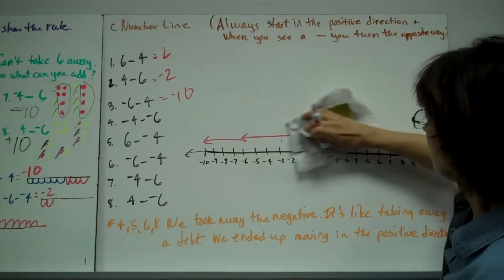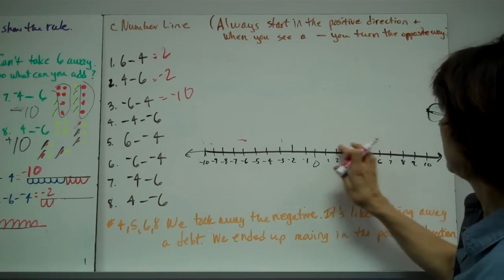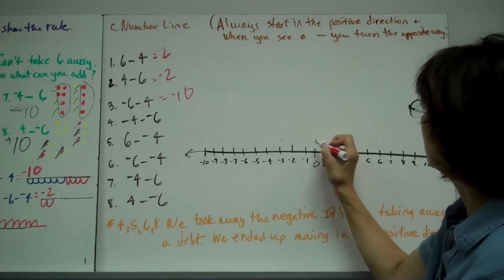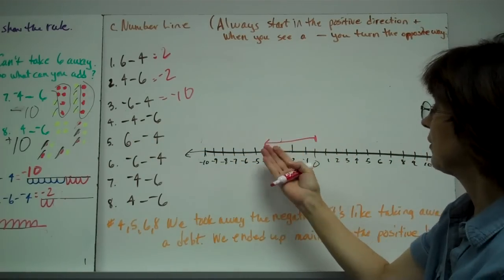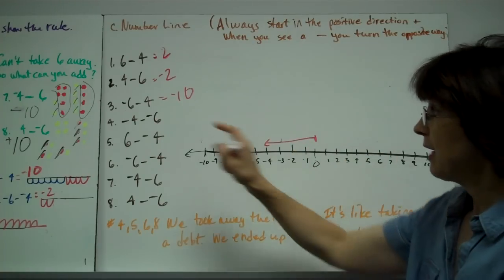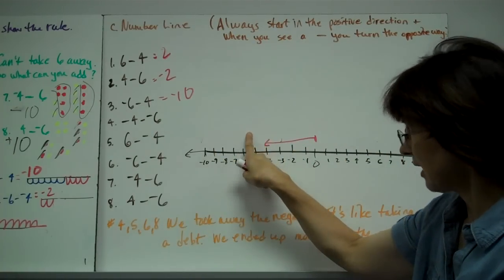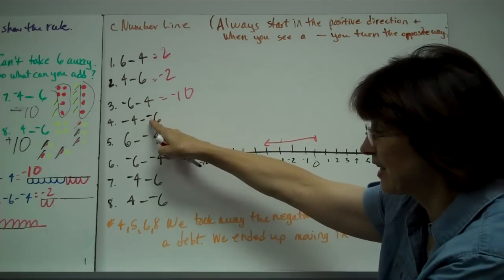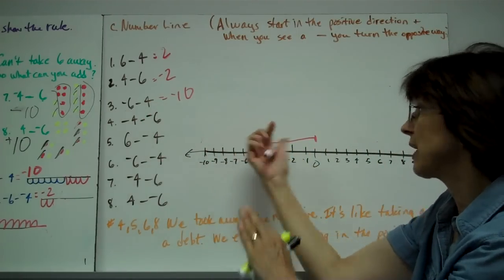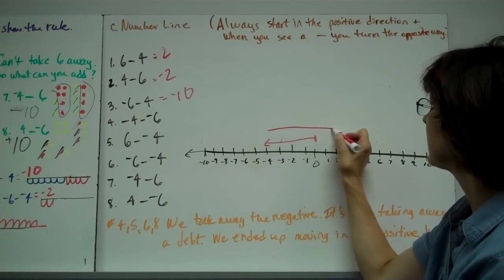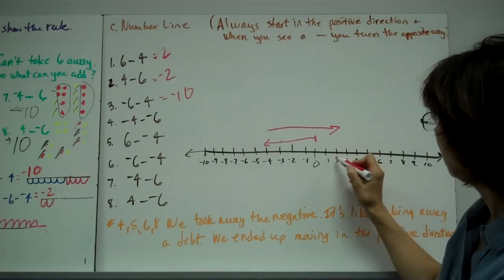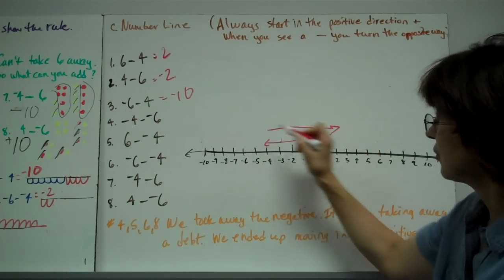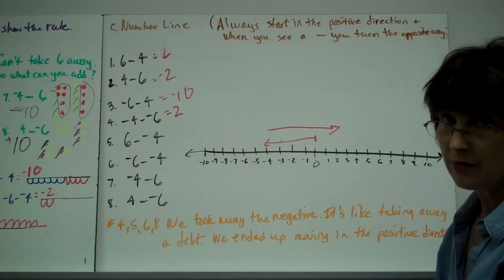Next one, probably one of the harder ones, when you have those two negatives in the middle. I start on zero, but the first thing I encounter is a negative 4, so I go down 4. Then I turn positive because I'm hoping for the best, but, oh, I got a negative sign. So I reverse, headed down to the left-hand side. But then I got another negative, so I face the other way and go up 6. If you go up 6, you count 1, 2, 3, 4, 5, and 6, and you land on 2. So my answer here is positive 2.